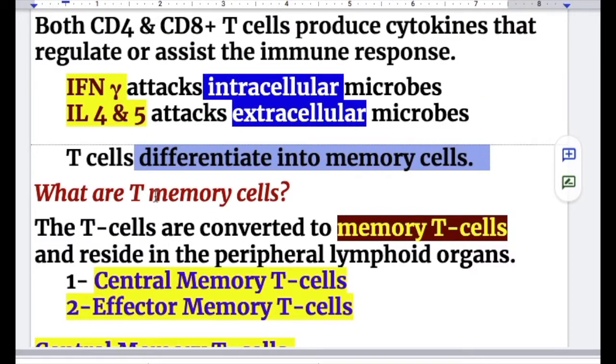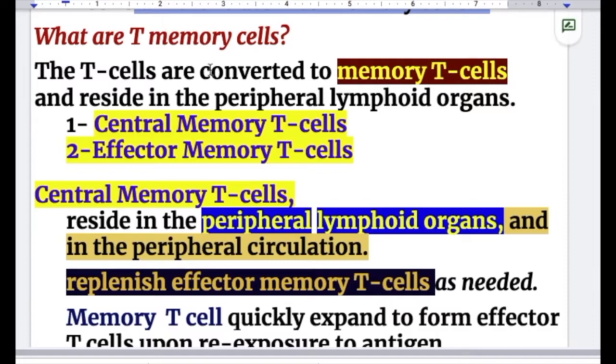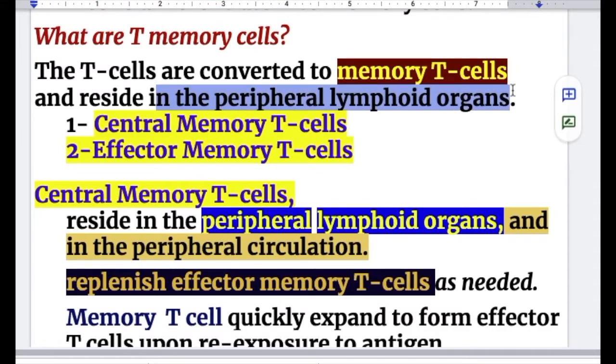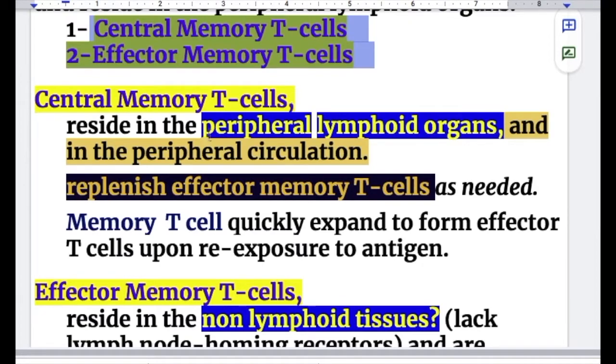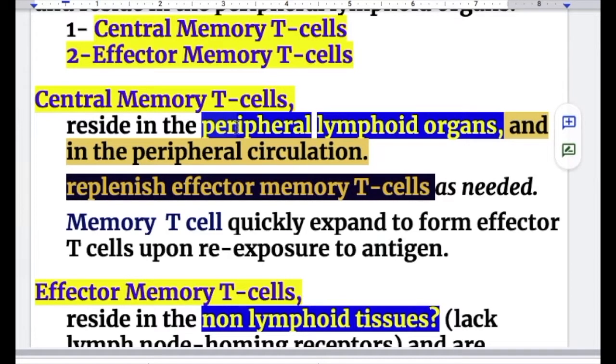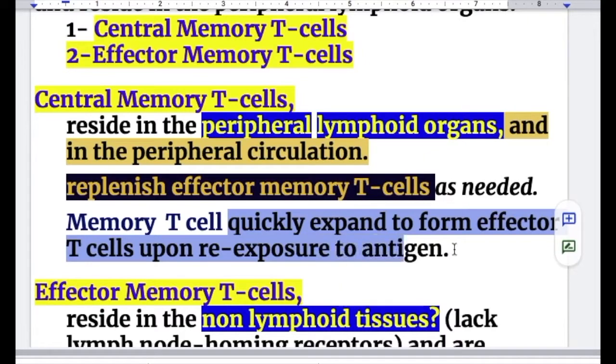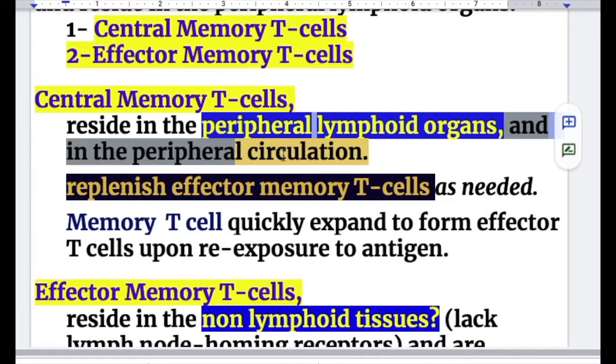So what are memory T cells? The T cells are converted to memory T cells and reside in the peripheral lymphoid organs. There are two types of memory cells, number 1 the central memory cells and number 2 effector memory T cells. The central memory T cells reside in the peripheral lymphoid organs and in the peripheral circulation, and they replenish effector memory T cells as needed. The memory T cells quickly expand to form effector T cells upon re-exposure to antigens. So these are the central memory T cells, which quickly expand to form the effector memory T cells, and they reside in the peripheral lymphoid organs and in the circulation both.